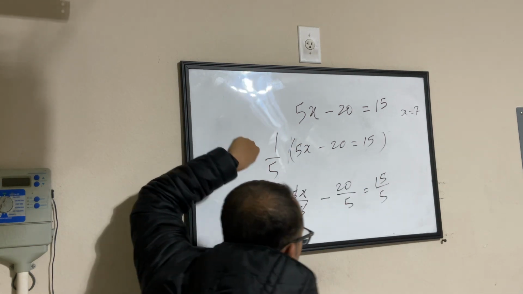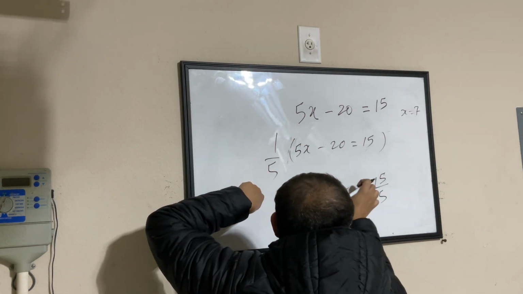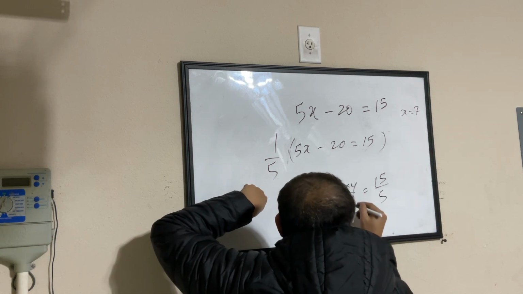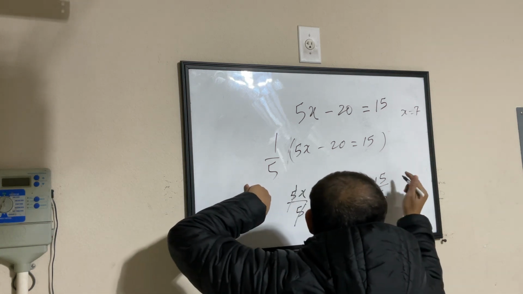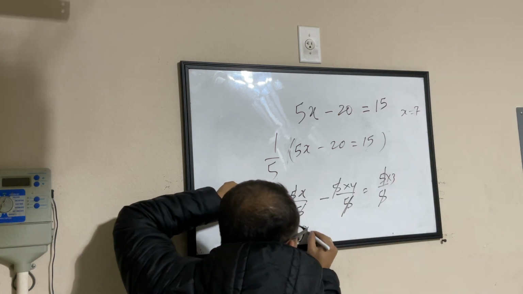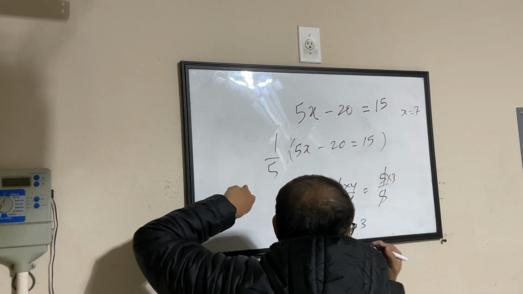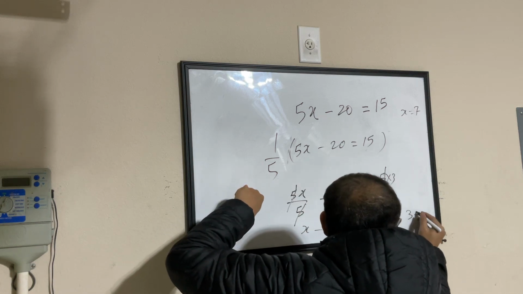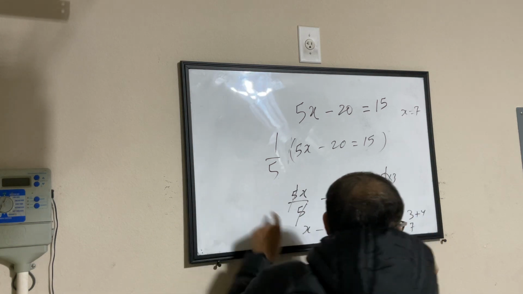Tic tac toe, gone. This is 5. So 20 becomes 5 into 4. Tic tac toe, only 4. This becomes 5 into 3. Tic tac toe, 3. So x minus 4 equal to 3, or x equals 3 plus 4, 7. See, our answer matched.